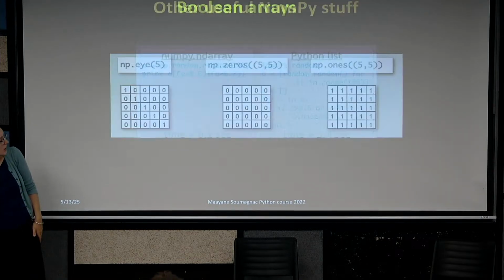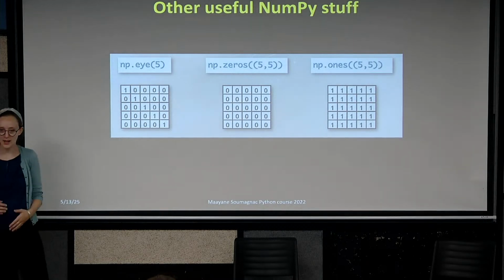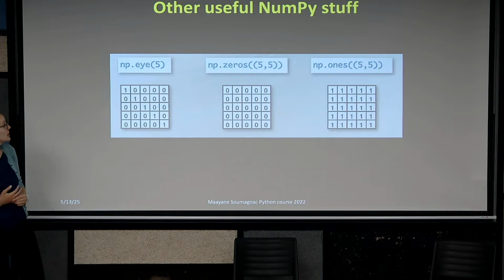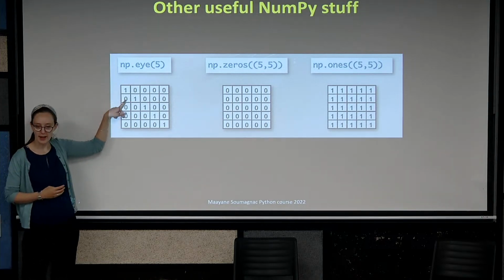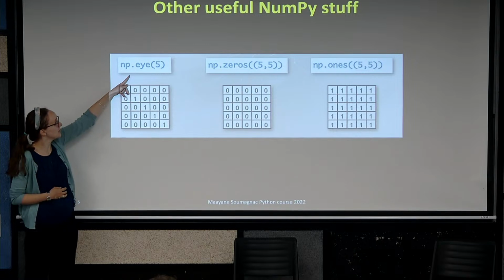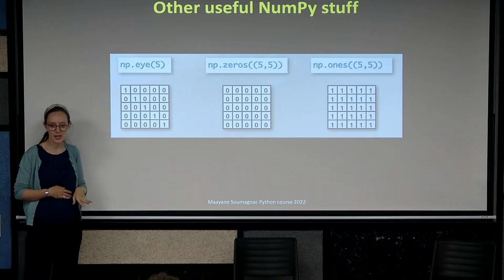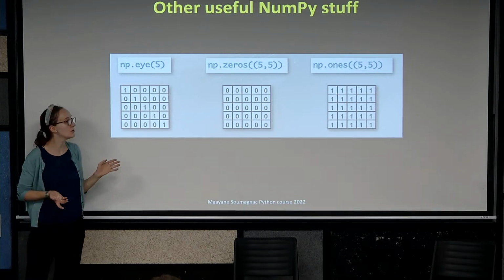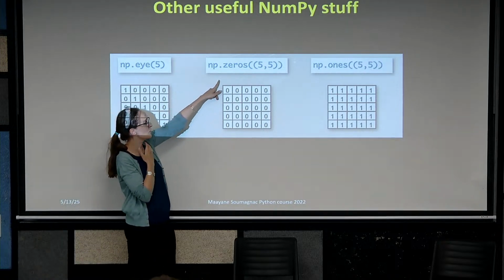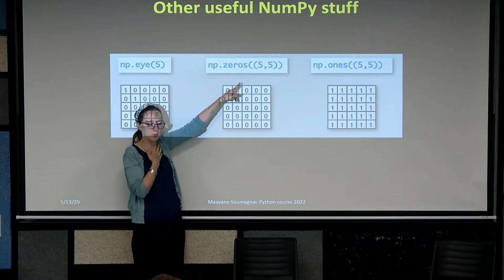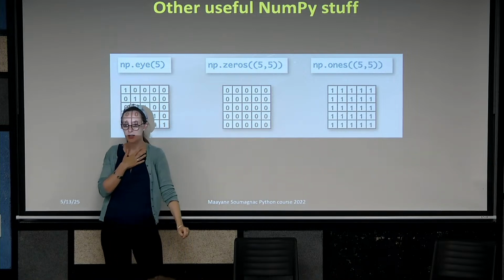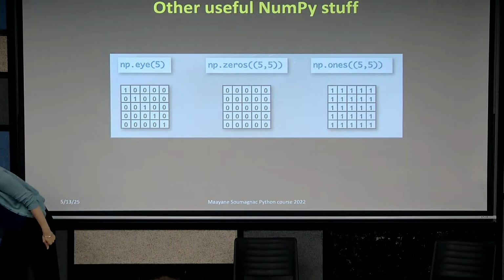Okay, there are all kind of useful NumPy functions. For example, if we want a diagonal matrix, there is a function that does it. If we want to initialize a matrix with only zeros, this is a very, very useful function, if we want ones. Okay, so these are just a few examples.